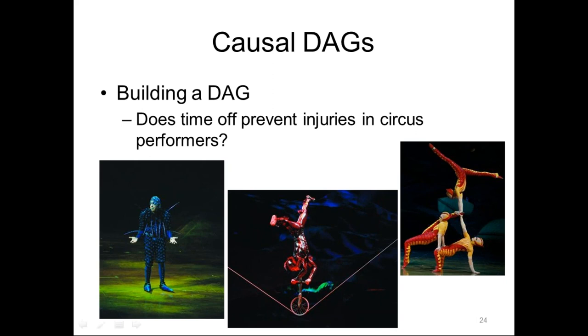So at Cirque du Soleil, you have a bunch of different roles. This guy is the clown here. This guy is riding upside down on a unicycle on a slack line. And these people are contortionists. So you've got these different people. There's also musicians who are part of the troupe. You can imagine that the guy riding upside down on a unicycle on a slack line is probably a lot more likely to get injured than the clown.